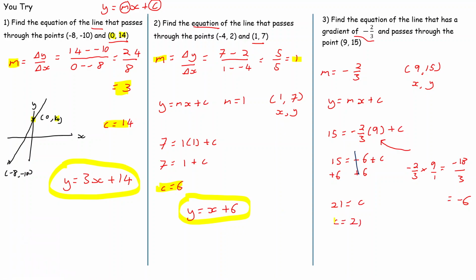So almost there now, just got to write it in the correct form. So I know my gradient is minus 2/3, and the equation has got to be in the form y equals mx plus c. So y is going to be equal to my m value, which is minus 2/3, x, and my c value is plus 21. And that is it. Okay, so y is equal to minus 2/3 x plus 21.